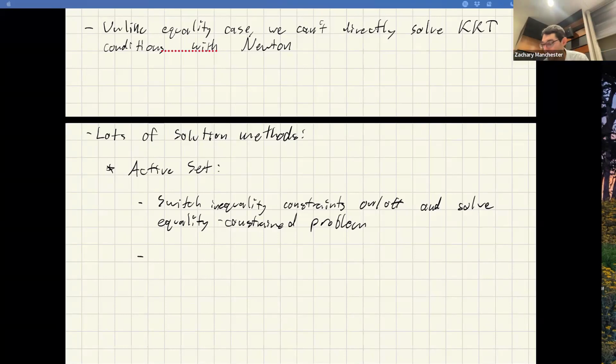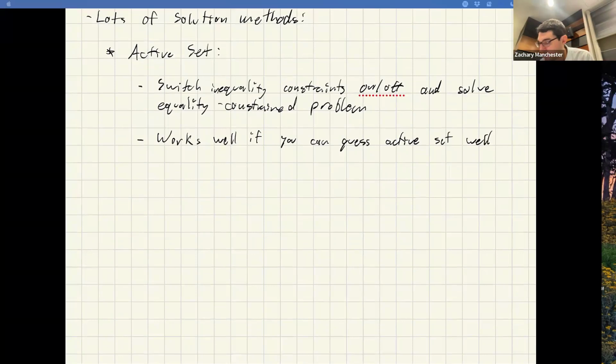So it can work really well. But in general, it's not a general purpose strategy, right? It requires custom problem-specific tailored heuristics for guessing that active set well. But this is a game worth playing in some control settings where you can do this effectively. Okay. Any other questions on that? Make sense?